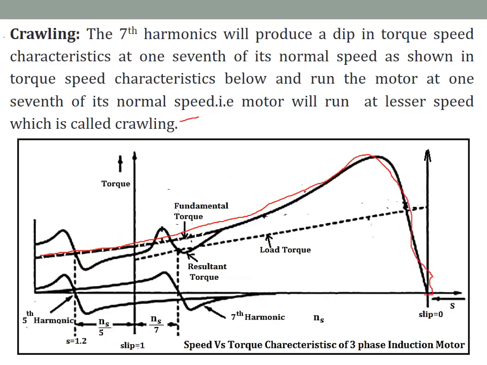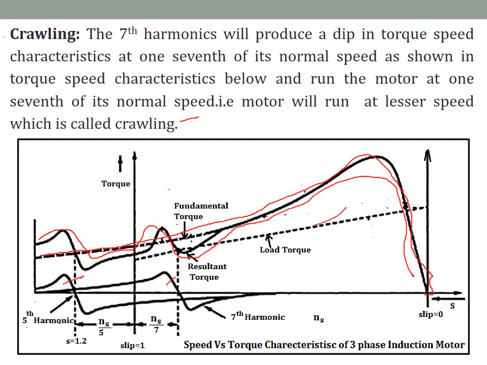Okay. So now, because of these harmonics, here you can see this is the fifth harmonic, this is the seventh harmonic. Because of these fifth and seventh harmonics, you can see the impact on the torque. So now the resultant torque will be this one. You can see here this is the resultant torque. Okay. Now at this point you can see here this is the load torque. This curve is the load torque.